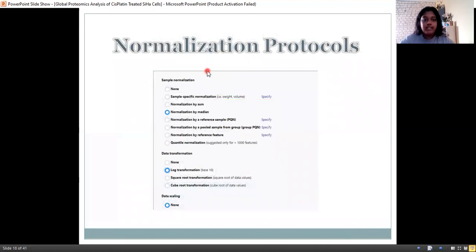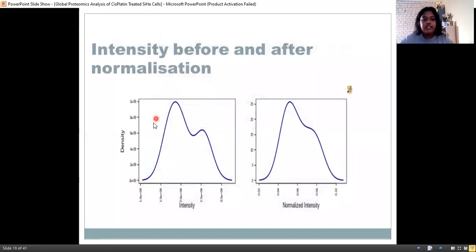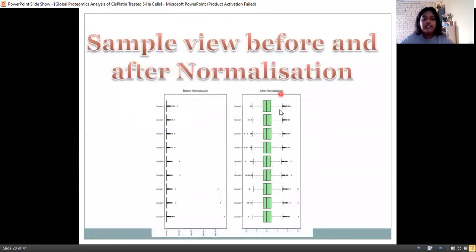So I wanted to normalize very well. So I used sample normalization and normalization by median, and I transformed the data using log transformation. I did not scale the data. This was the intensity I got before normalization, and this was the intensity that I got after normalization. So these are the sample views before and after normalization.